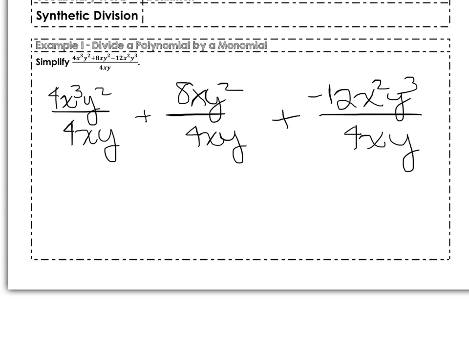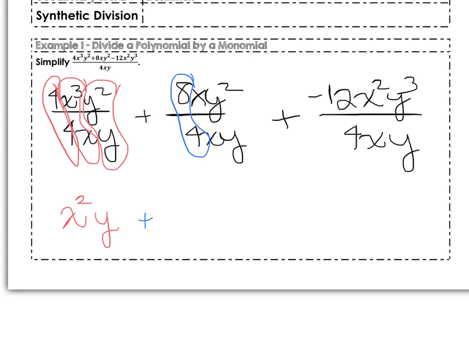All right, so now let's take a look here. First guy, first term, I have 4 divided by 4. That's just going to reduce to 1. We're going to have x to the third divided by x, reducing to x squared. And then we're going to have a y squared divided by a y, reducing to a singular y, okay? It's also important that you know your properties of exponents here. Next term, we're going to have 8 divided by 4. That's going to get us a 2. x divided by x produces just 1. And then y squared divided by y is going to reduce to a singular y.